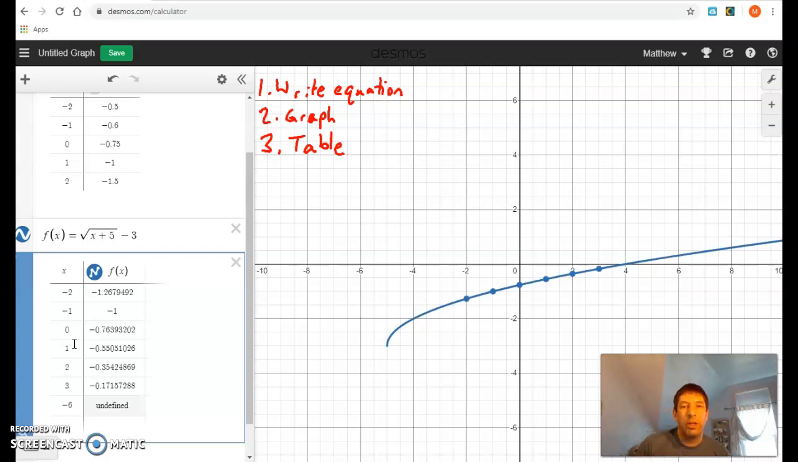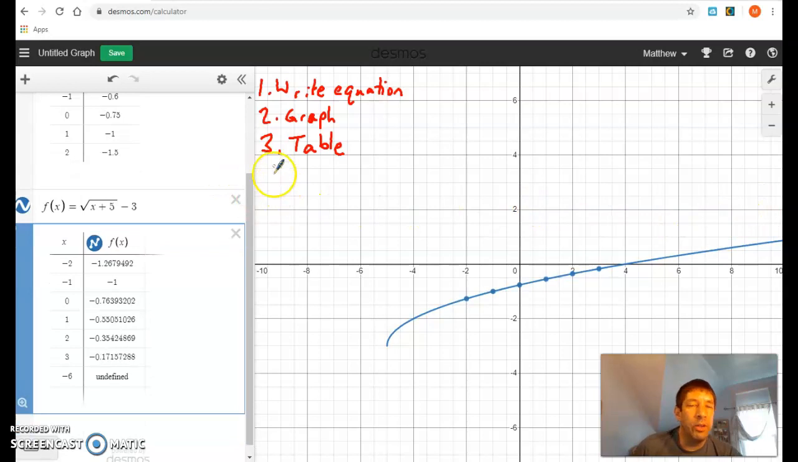Well, if we look over here at our graph, it doesn't go to -6. If we think about our equation, if we plug -6 in, -6 plus 5 is -1, we'd be square rooting the -1, which is not a real answer. So that's why at -6 here in our table, it's undefined. But so we've got an equation, we've got a graph, we've got a table. Now what we want to do is identify key points.